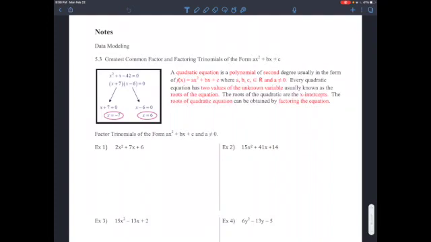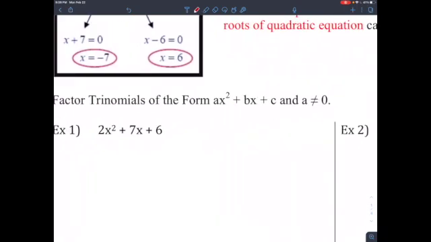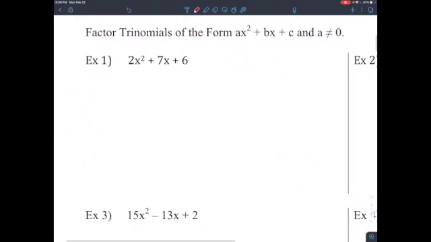Hi everyone, today we're going to talk about the greatest common factor and factoring trinomials of the form ax squared plus bx plus c, where a does not equal 0. It's very important because now we are talking about the a. That means there's a number in front of it, and the same process still works the same way.